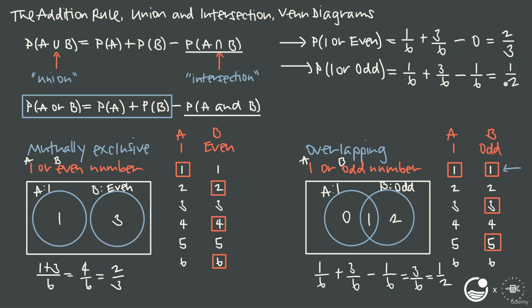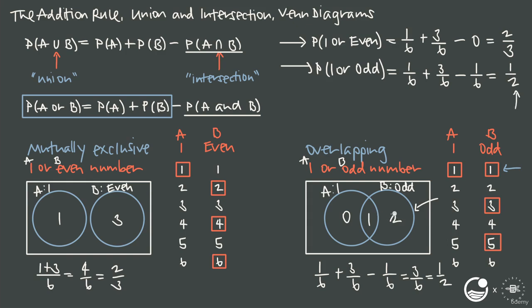The other way we can calculate this probability when we have overlapping events is just to add up all the numbers in our Venn diagram. So we can just add 0 plus 1 plus 2 to get 3. 3 is our number of matching events. We divide that by 6, the number of total events. And so we get 3/6 or 1/2, the same value we got here.